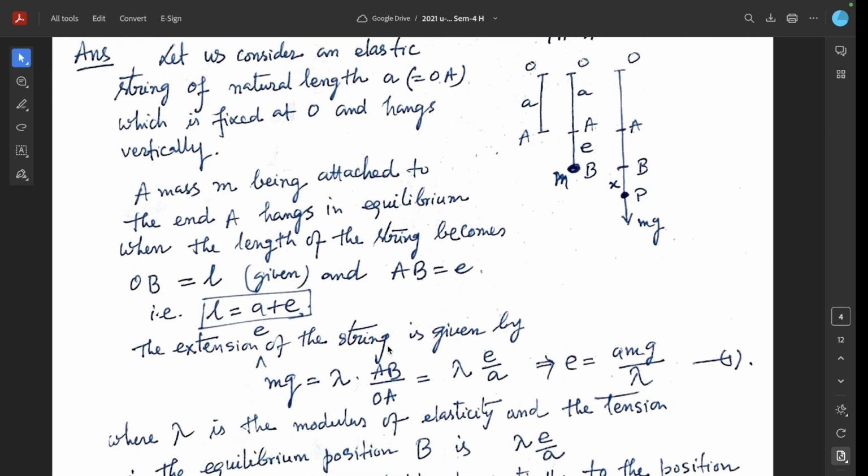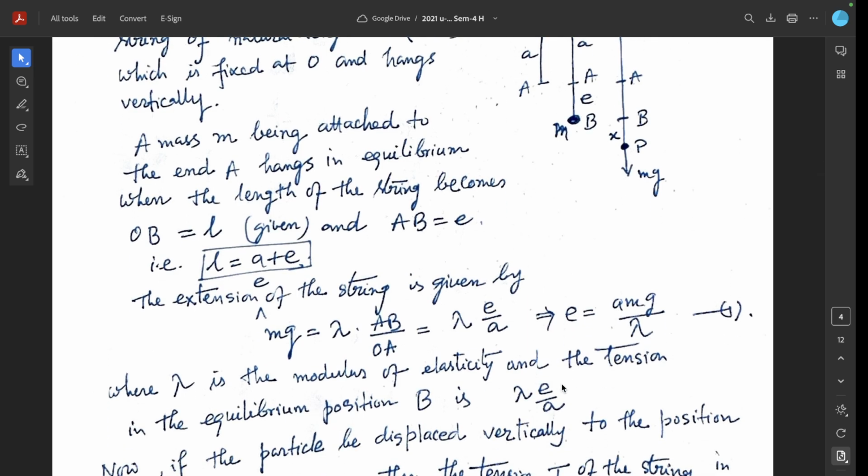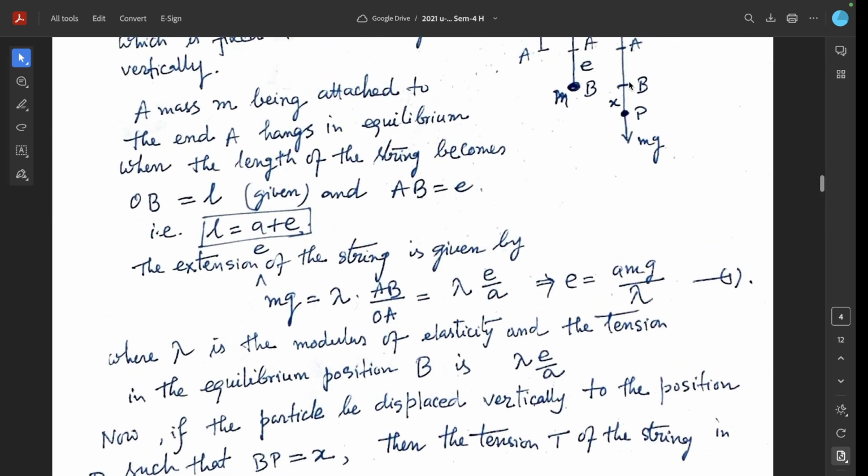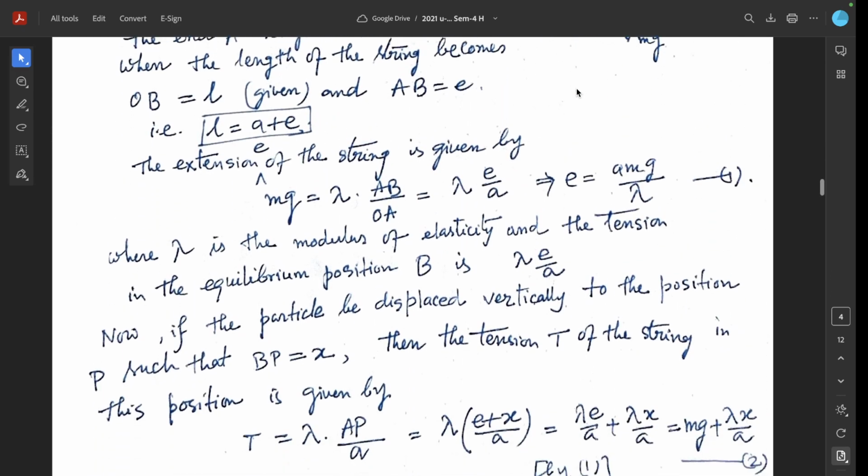The extension E of the string is given by mg equal to lambda times AB divided by OA. This AB is the extension divided by OA, and OA is the initial length. So mg equals lambda E by a. So E equals a m g by lambda, where lambda is the modulus of elasticity, and the tension in the equilibrium position B is lambda E by a. This is the tension at equilibrium position B. We call this position B the equilibrium position.